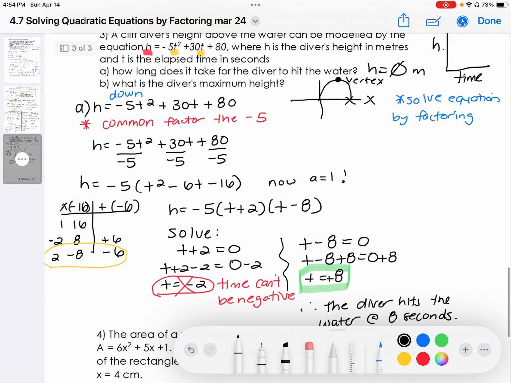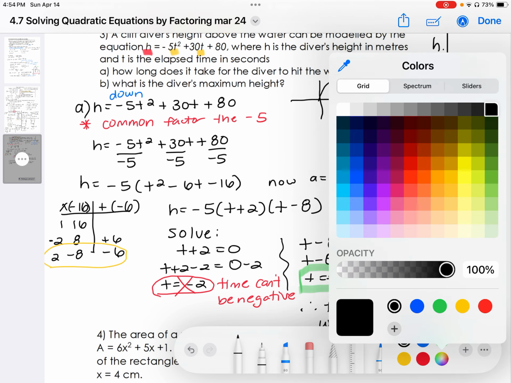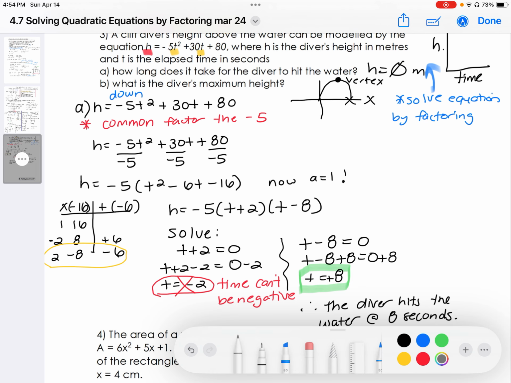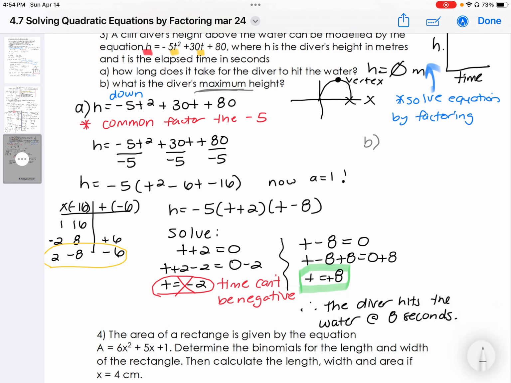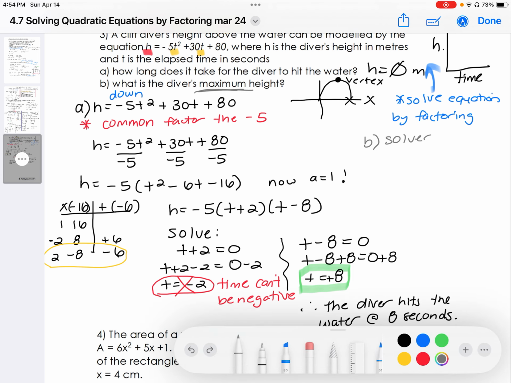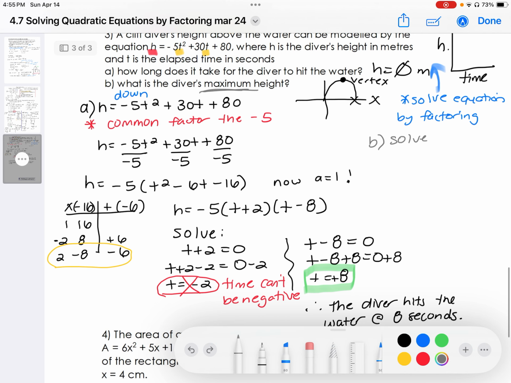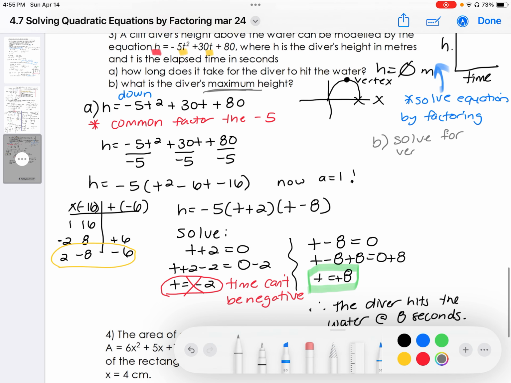Okay, so that is solving by factoring. And then B, actually, I'm going to draw an arrow up here. B, we don't need to factor. We need to solve for the vertex. So to find the maximum height, we need to solve for the vertex. And it would be nice if we could solve for the y value first, but you can't. Okay, so we have to do B after A because we do need those roots.